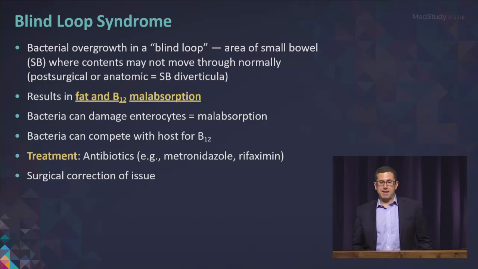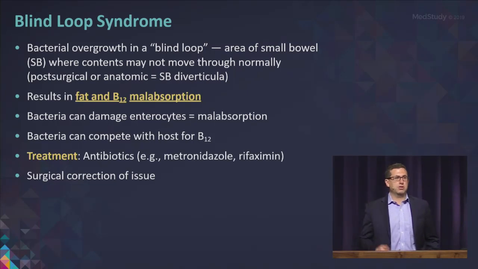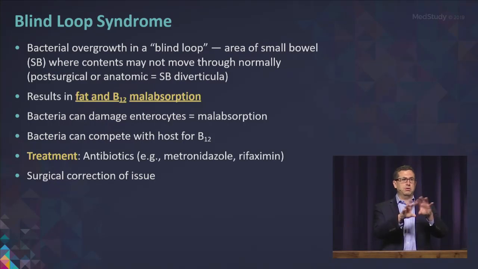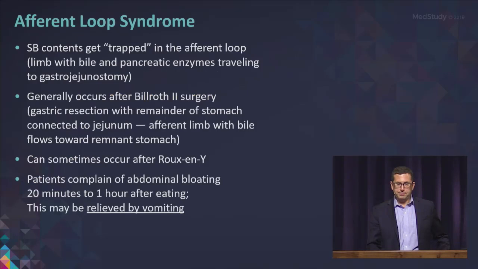So bacteria could damage enterocytes, which leads to malabsorption, and bacteria could also compete with the host for B12, so you may see a low B12 level. So generally, the treatment is antibiotics for the presumed bacterial overgrowth that's associated with this, and also surgical correction of the issue. So if you have a gigantic jejunal diverticulum, you may want to resect that surgically.